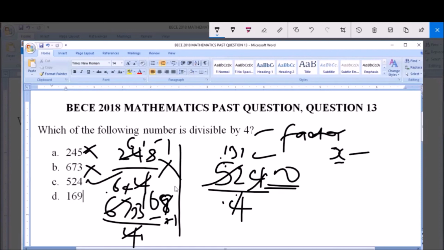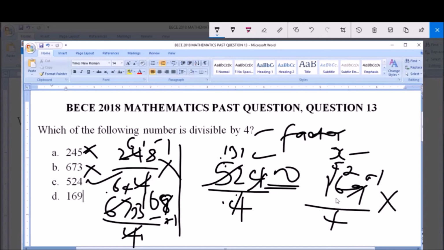Now let's look at option D. Option D says 169 over 4. Now 4 will go into 16 four times, remainder 0. But 4 will go into 9 two times, remainder 1. Meaning that 169 is not divisible by 4. That is, 4 is not a factor of 169. So option D is wrong.